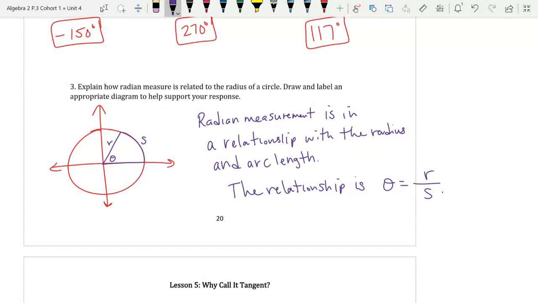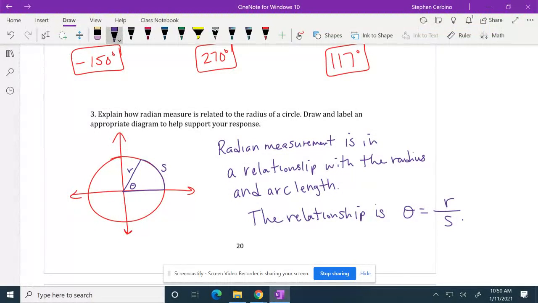Okay. So radian measurement is really just another way of measuring an angle, and instead of measuring it in degrees, we're saying, well, how many radiuses would fit around this arc length? That's all we're doing here. Okay. Hopefully that made sense, and I will see you all soon.